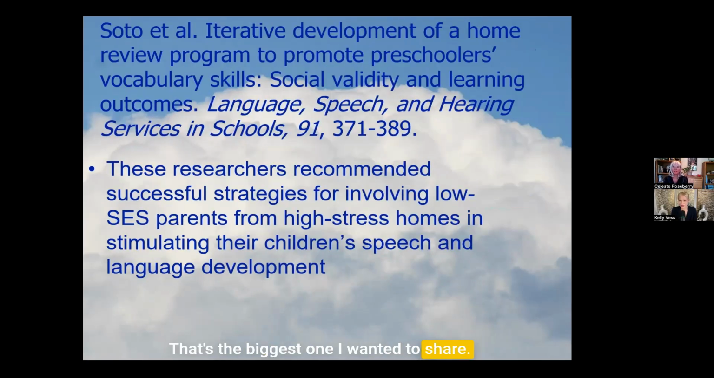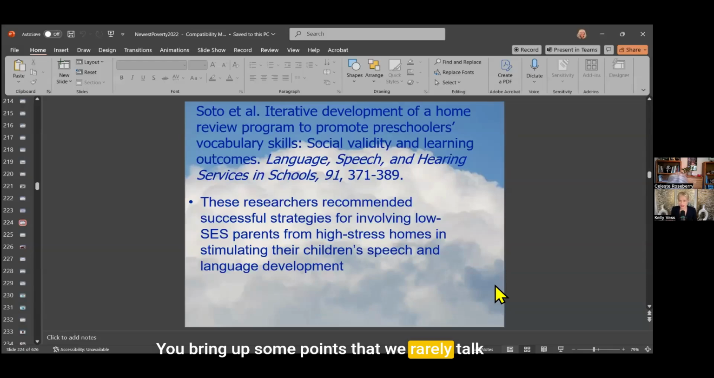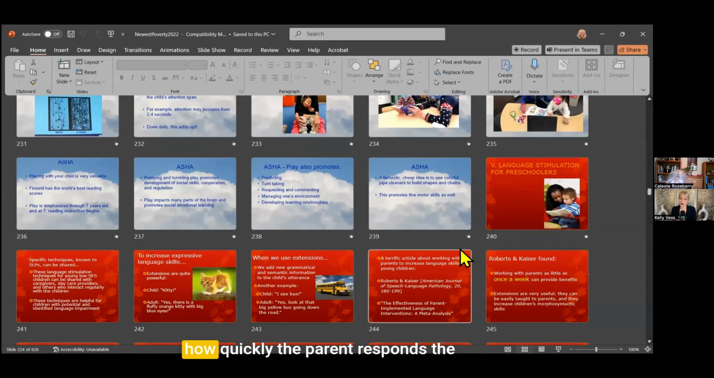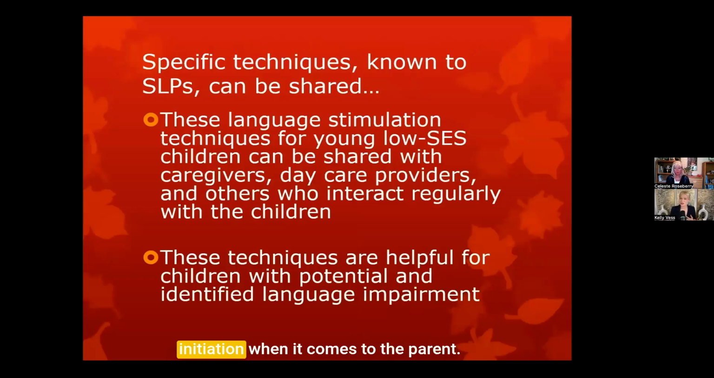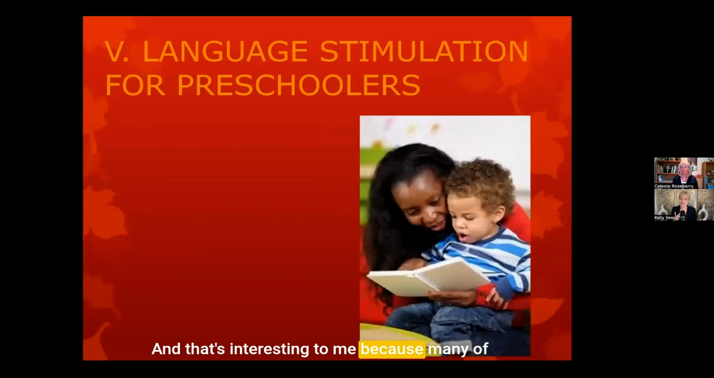Okay, so the biggest one I wanted to share: the faster we respond, the more those children's language skills are going to grow quickly. You bring up some points that we rarely talk about. The immediacy in the response, how quickly the parent responds to the child's bid for communication, and how responsiveness is more important than initiation when it comes to the parent. And that's interesting to me because many of us are from highly individualistic cultures. Like I'm Finnish in background, and collectivistic cultures, such as Latin American cultures, are more likely to be responsive in nature. And that is more beneficial for parents to take a responsive role to their child.